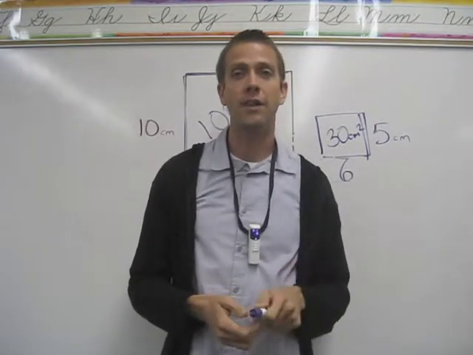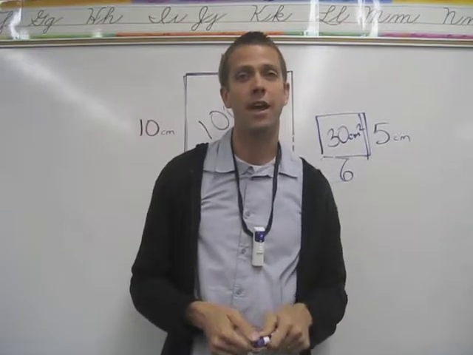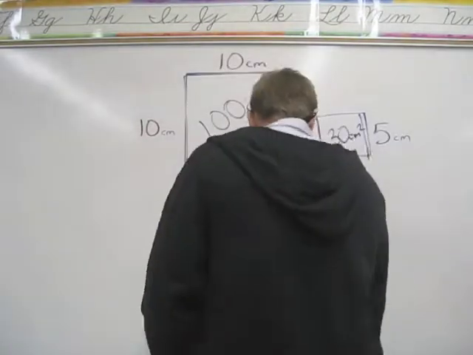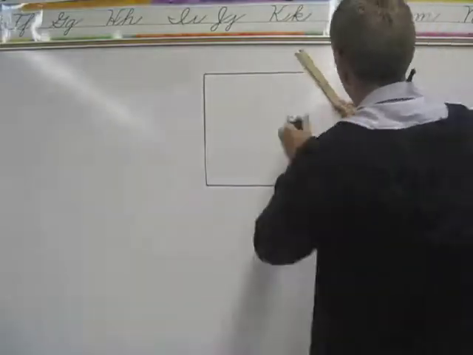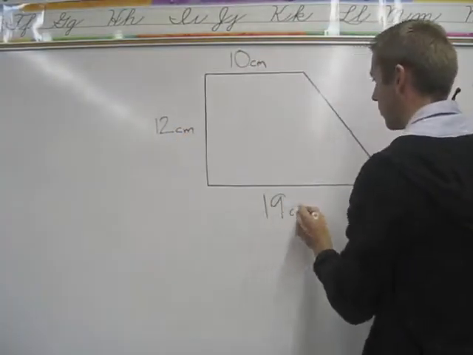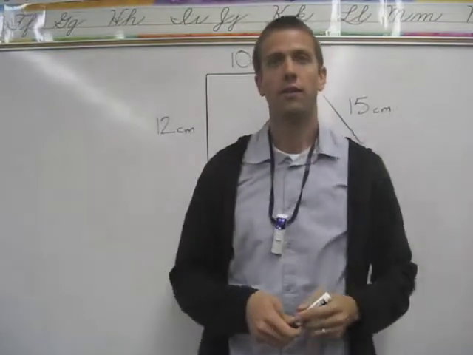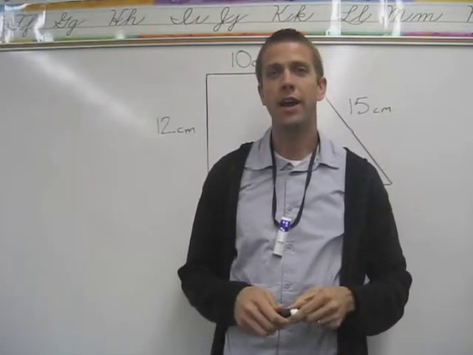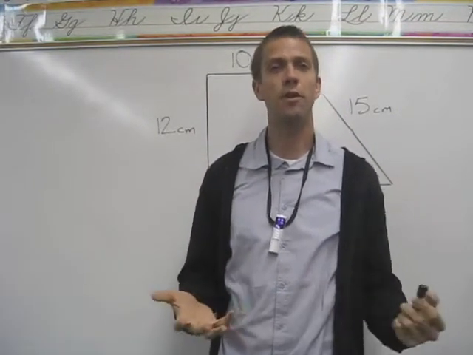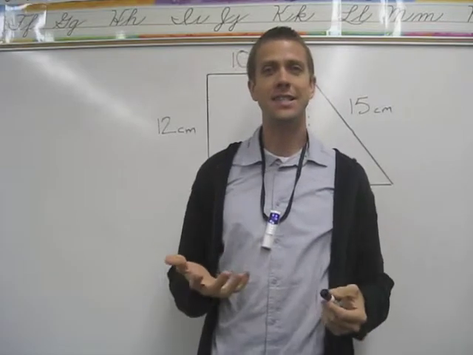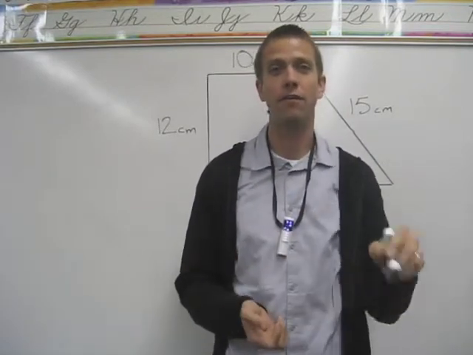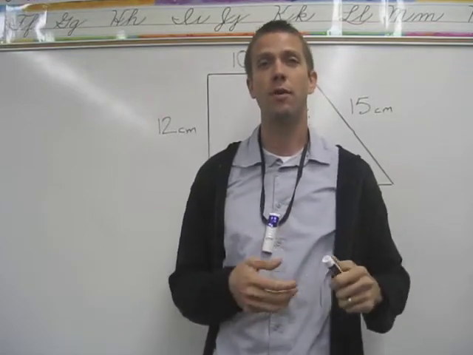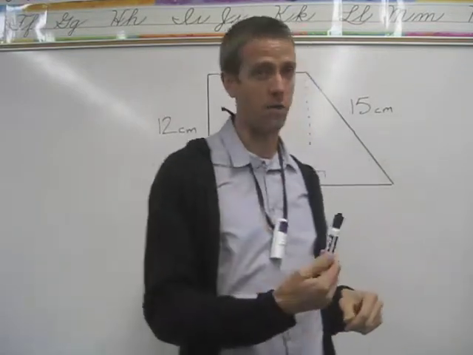Okay, now let's try a different one where you have to find the area and perimeter. Okay, you ready to find the area and perimeter? Let's start with perimeter. Perimeter is just the distance around something. It's like the perimeter of the school, the perimeter of a fort. If you were to search the perimeter, you would go all the way around.